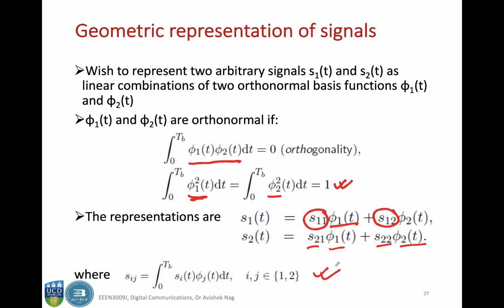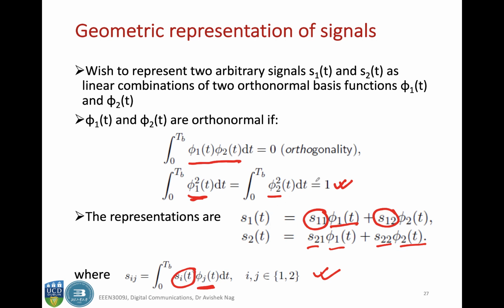So this is the general expression for these components. Sij is basically the projection of Si along phi j. Mathematically, this is Si times phi j integrated over all values of t, and you can get Sij, where i can be 1 and 2 and j can be 1 and 2.